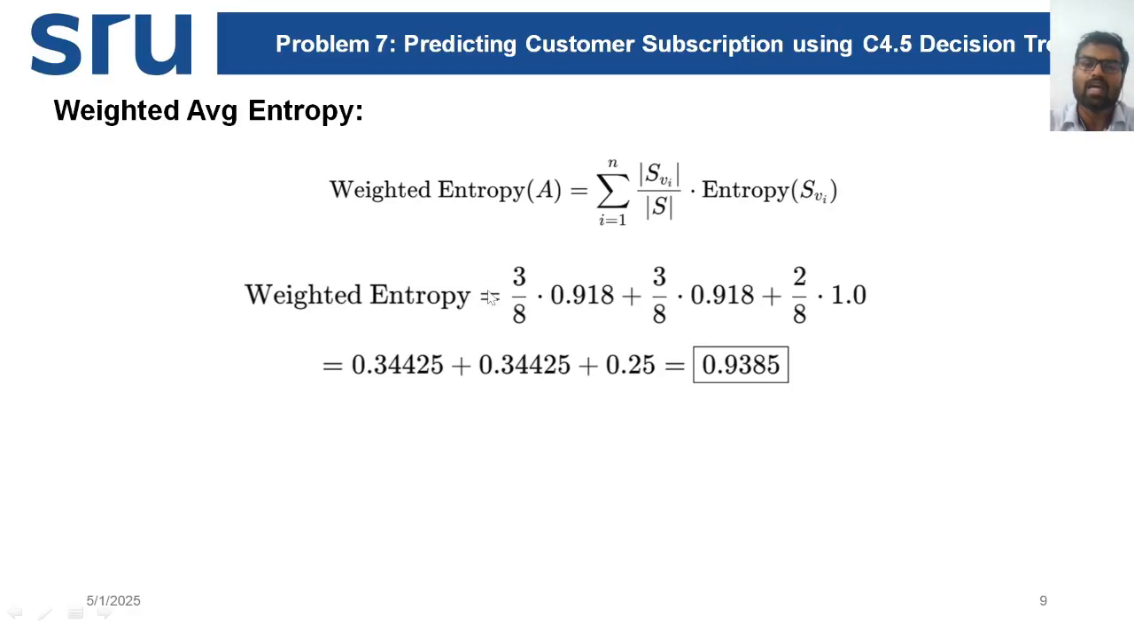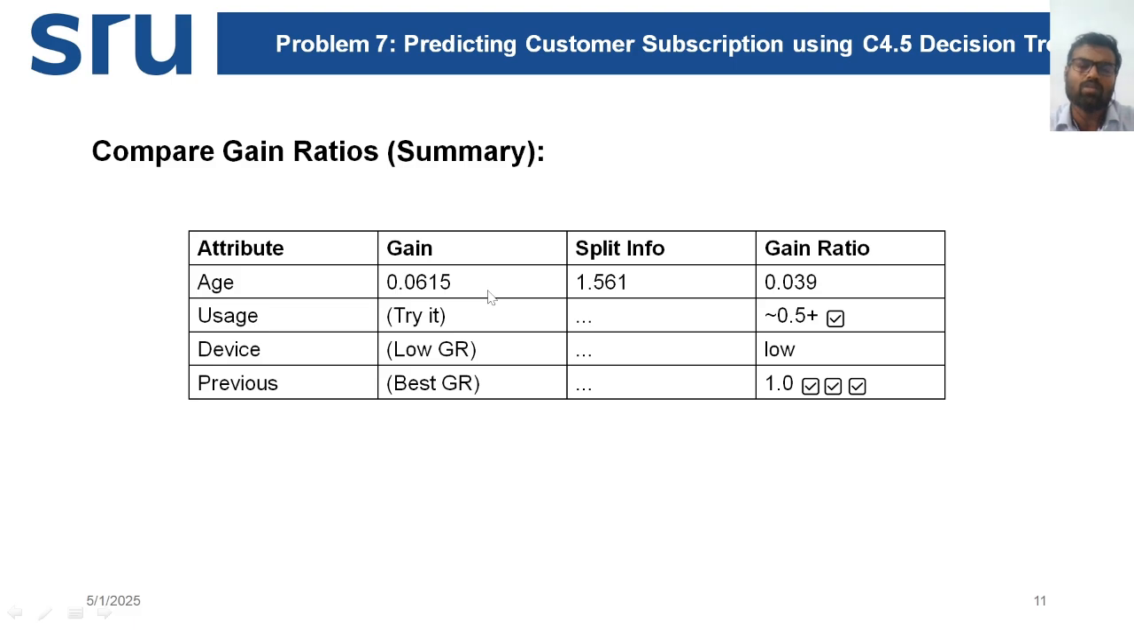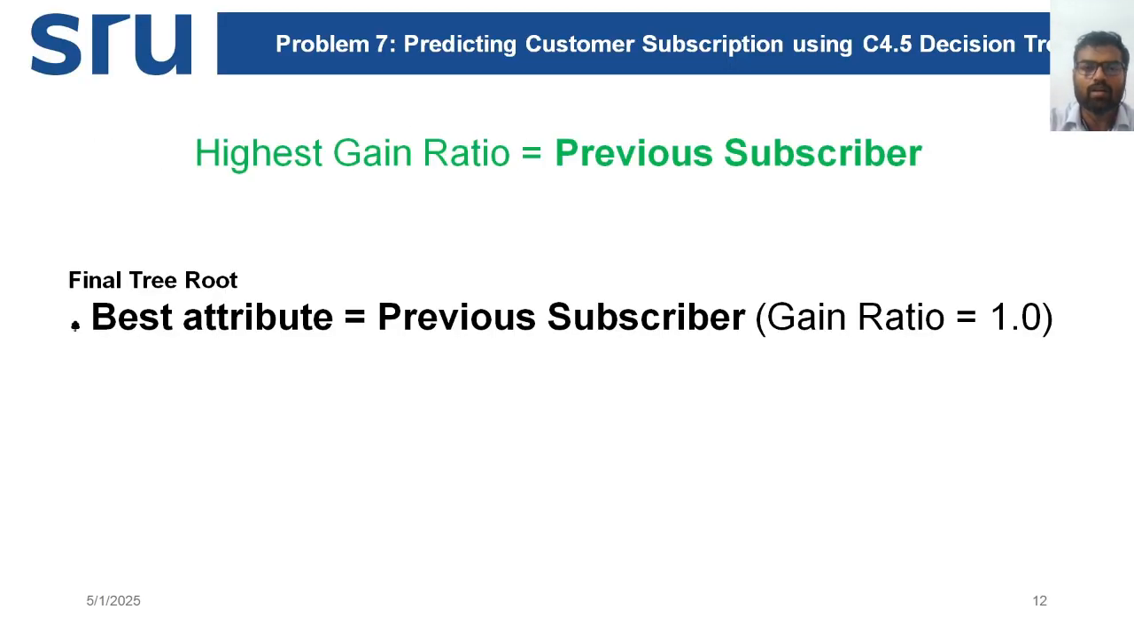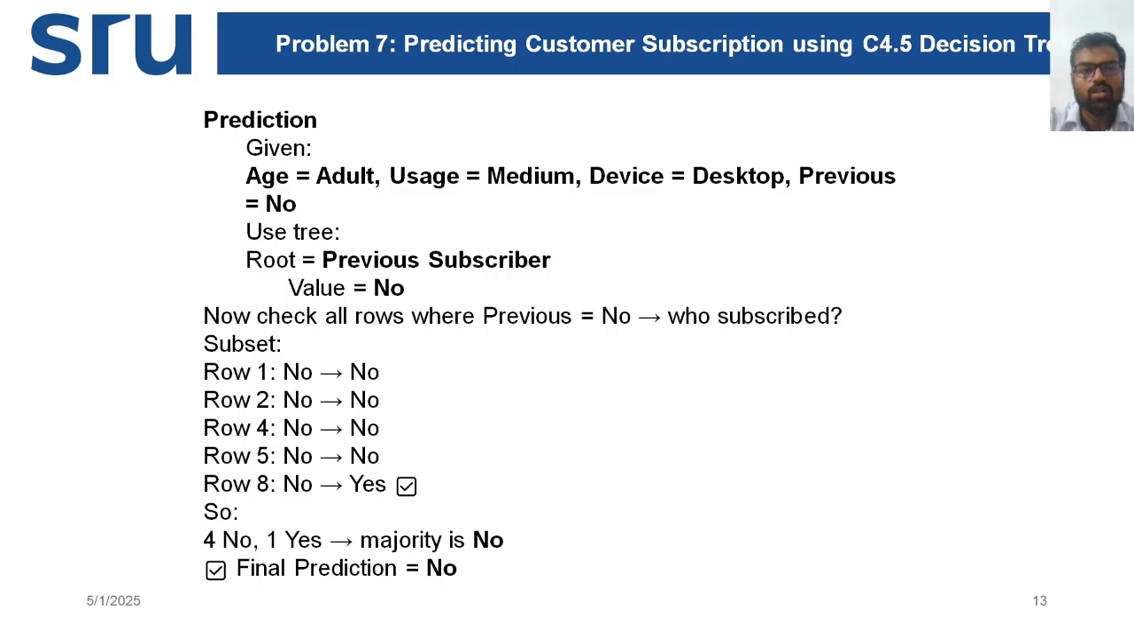If you do it this way, you can save yourself a lot of hassle, because you need a very good root node that has a higher gain ratio. So here previous subscriber is going to be the top root node for our decision tree. Previous subscriber has the highest gain ratio, so the best attribute is previous subscriber, because we have the gain ratio 1.0.